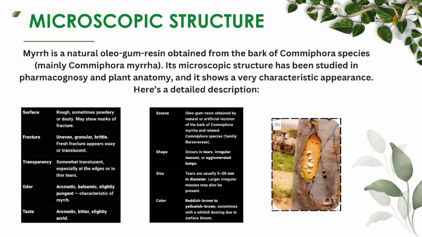Shape: occurs in tears, irregular masses or agglomerated lumps. Size: tears are usually 5 to 20 mm in diameter. Larger irregular masses may also be present. Color: reddish brown to yellowish brown, sometimes with a reddish dusting due to surface bloom.